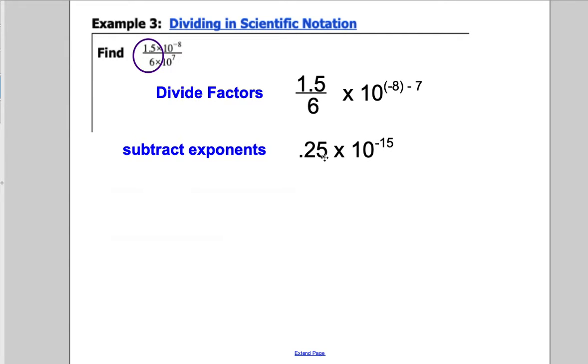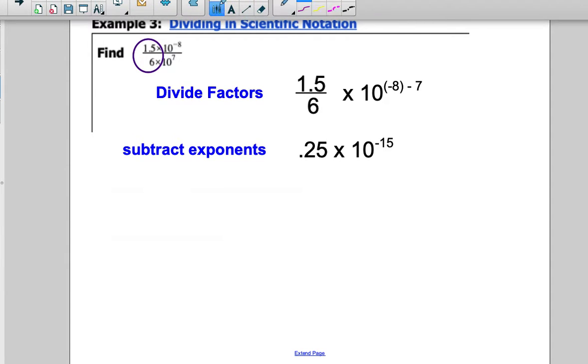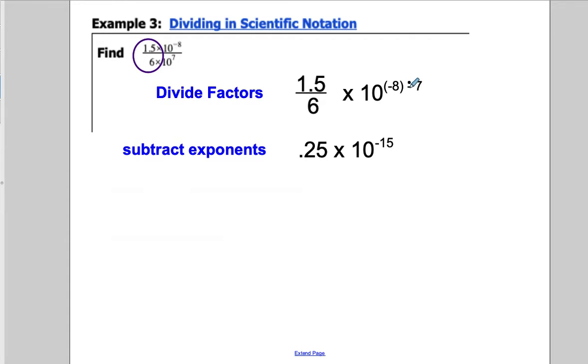1.5 divided by 6 is 0.25 or 25 hundredths. Negative 8 minus 7 is negative 15. Why is it negative 15? Because I need to add the opposite to solve integer subtraction problems. Negative 8 plus negative 7 is negative 15. Okay. If you struggle, put it in your calculator, please. I don't want you to struggle with any of this.